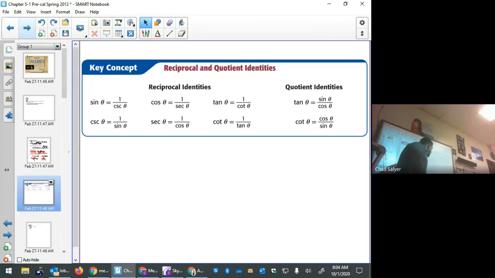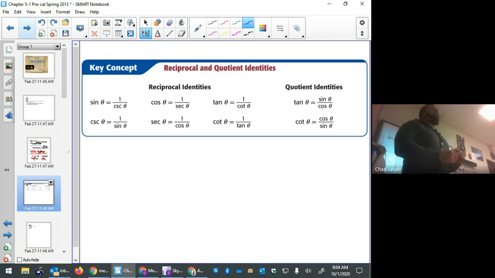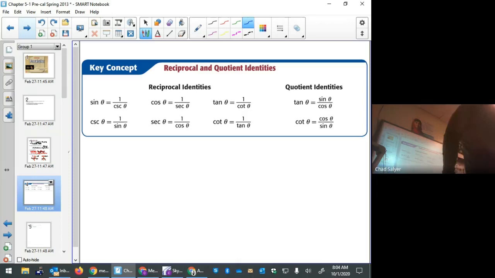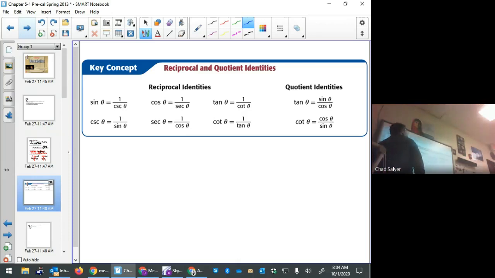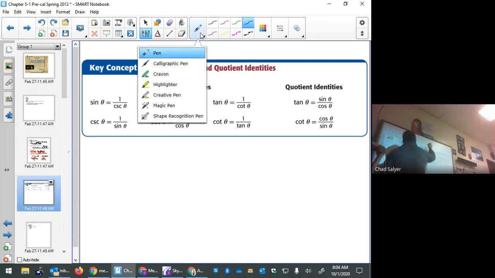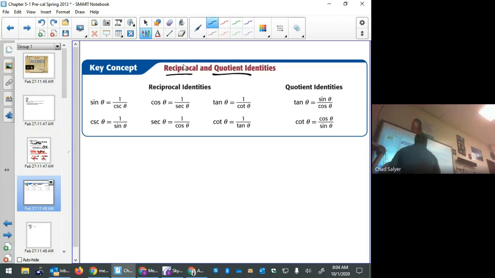So, reciprocal and quotient identities. Now this is something we've talked about all throughout chapter 4, so this is not a new idea. Remember when I graphed them? In every case, I gave you the reciprocal identity to help you understand where the zeros were and vertical asymptotes and so on. So we've talked about some of these relationships pretty significantly thus far, but these are called the reciprocal and the quotient identities. And the one that we use probably the most is tangent is sine over cosine. We use that very frequently.